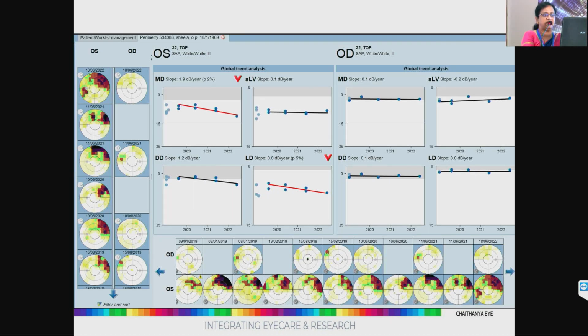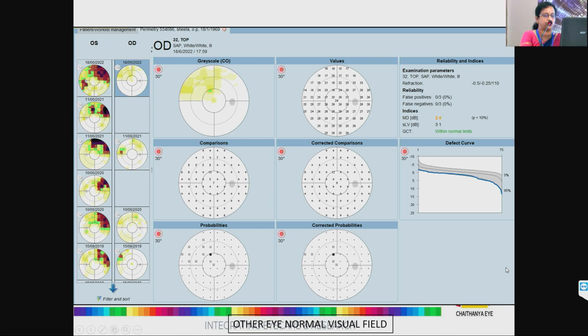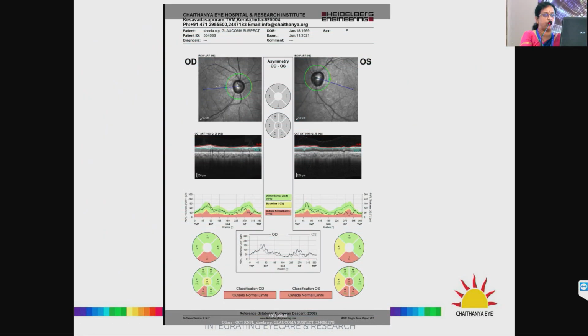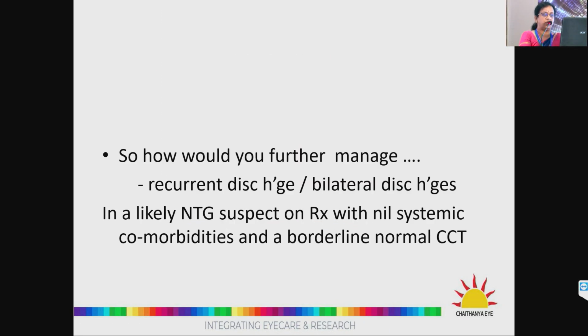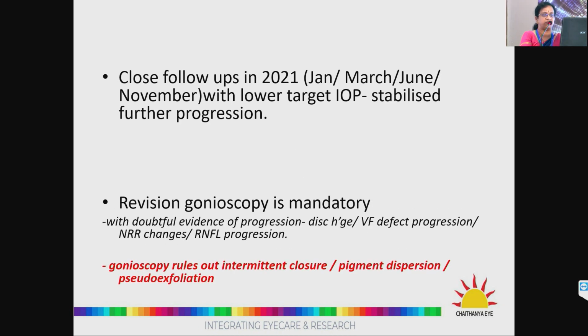You can see the right eye is stable, but the left eye shows that the LD has a linear regression slope. Now the left-right is normal. So what do you learn from this? You have to consider progression. The risk of progression has to be considered.